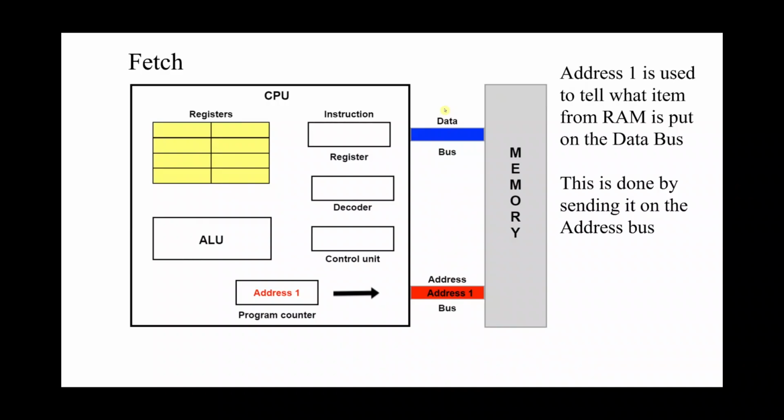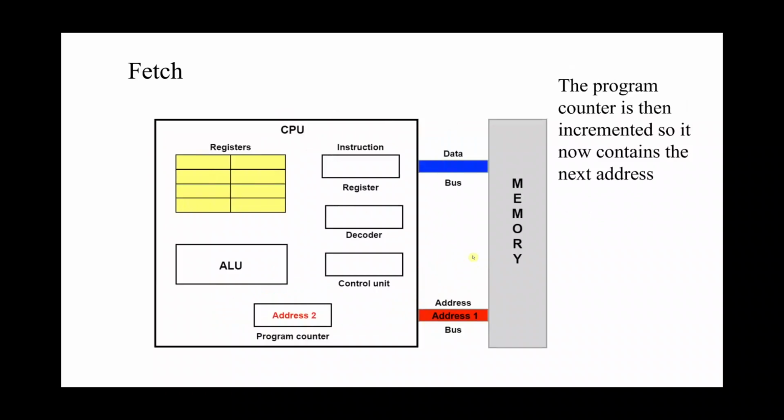So address 1 is used to tell what item from RAM is to be put on the data bus. The first thing you're going to deal with is the program counter. The program counter is basically setting what address to access in the memory. This is done by sending it to the address bus.